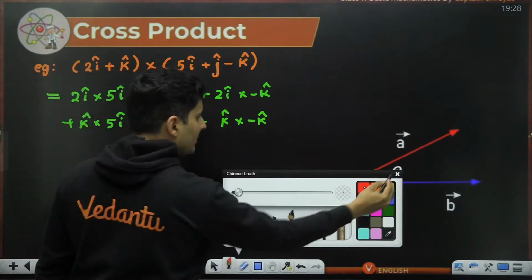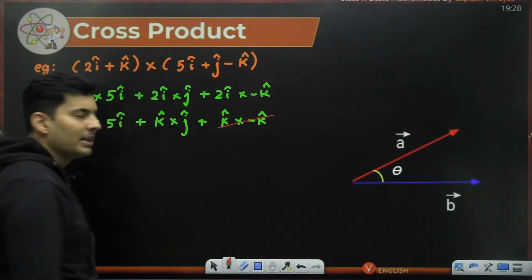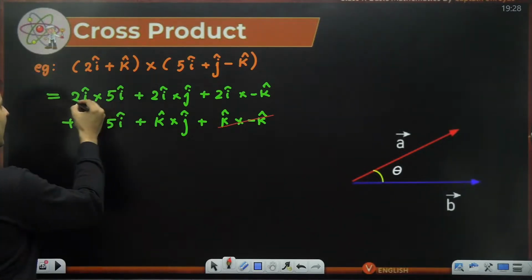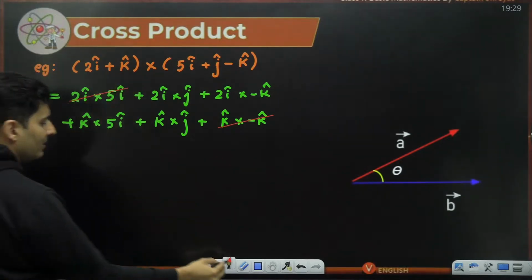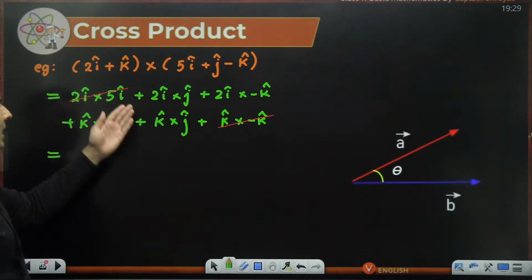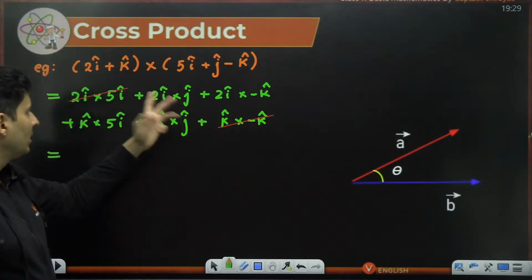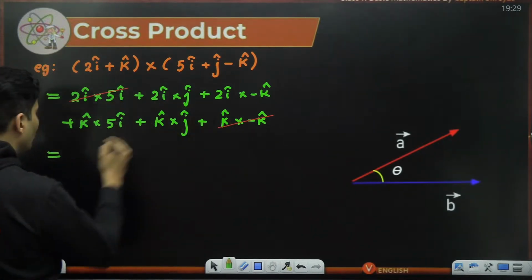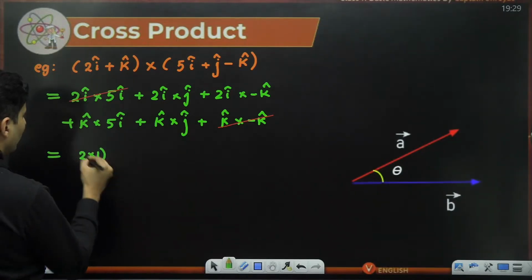Out of these, k cannot be multiplied with k, answer will be 0. I cannot be multiplied with I, the answer will be 0. So only few of the terms are left out. I into I, j into j, k into k is gone. This is 2 into 1, 2 into 1.